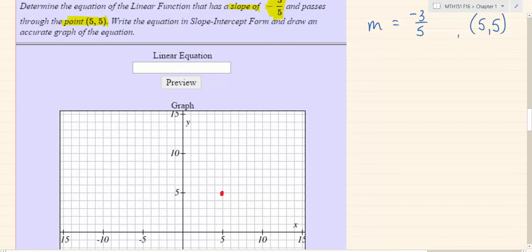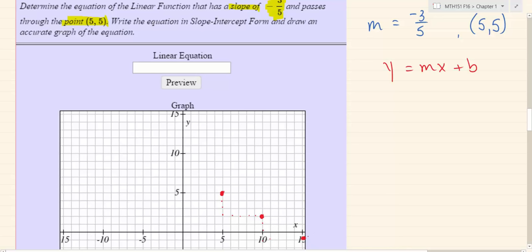Okay, got the point. What's next? You're going to go down 3, 1, 2, 3, and to the right 5, 1, 2, 3, 4, 5, and you're going to plot a point there. Then you're going to go down 3 and to the right 5 again. Then, okay, so there's 3 points.